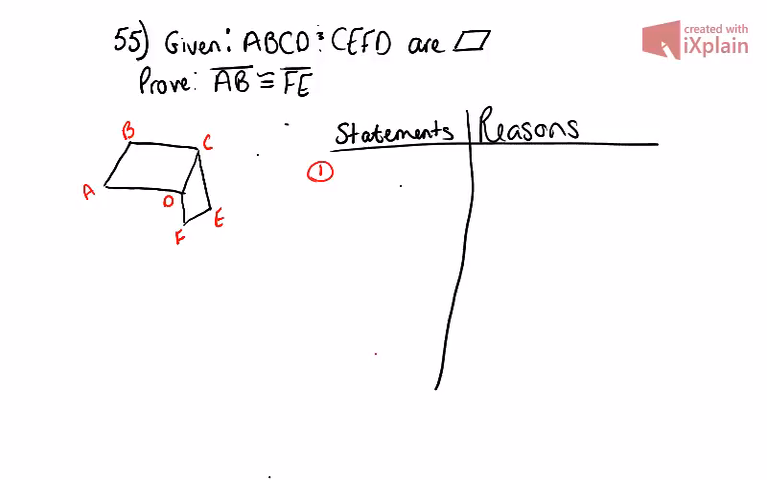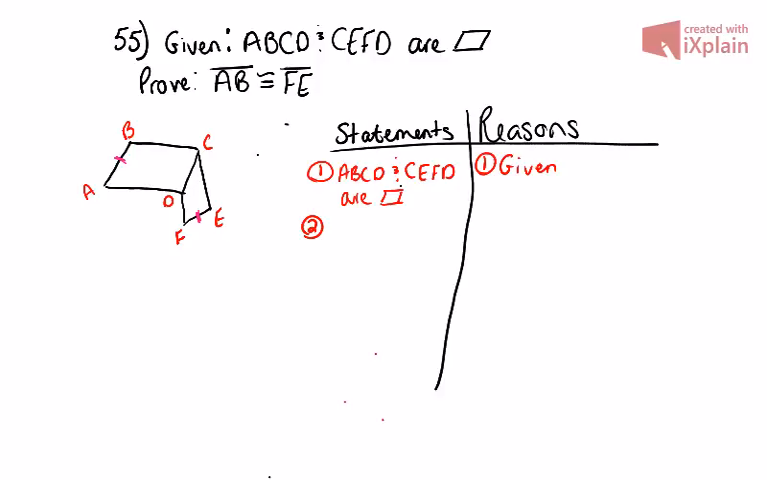And remember, with all proofs, our first statement is always our given, so ABCD and CEFD are parallelograms. And my reason for that is, of course, it's given to me. So now my second thing is I want to look at this picture and I want to end up saying that AB and FE are congruent. But I need to make a couple intermediate steps.